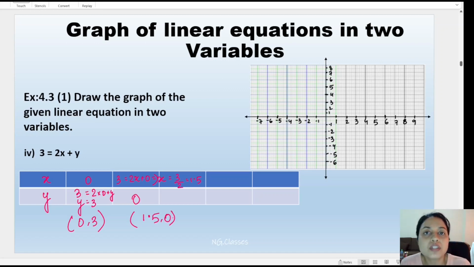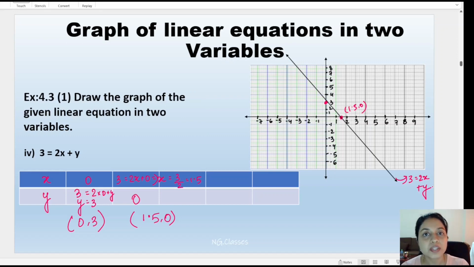Now with the help of these two points only we can plot the graph. So the first point is 0, 3. Let's locate it. It will be lying over here. Now the next point is 1.5, 0. That means 1.5 will lie in between 1 and 2, so exactly in the middle. This is the point which will represent 1.5, 0. Now let's join these two dots. Now this is the line which will represent the equation 3 equals twice x plus y.